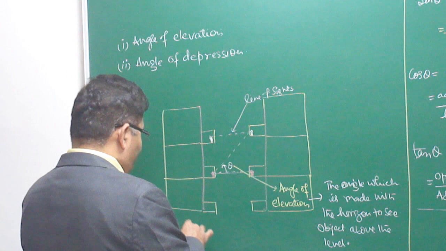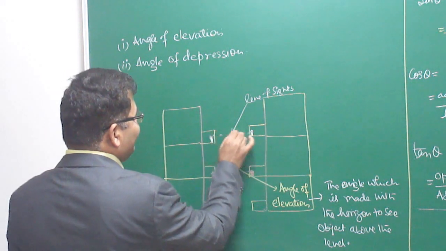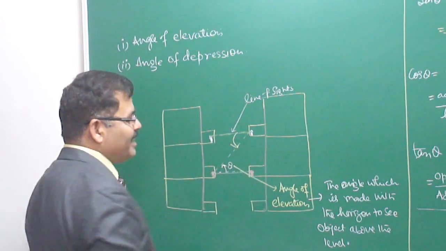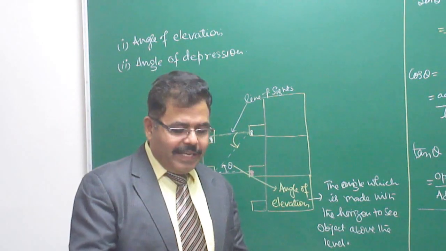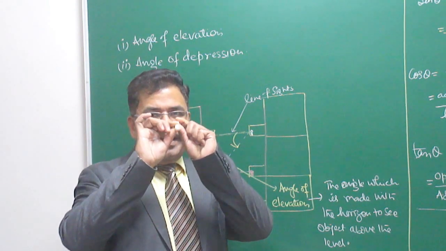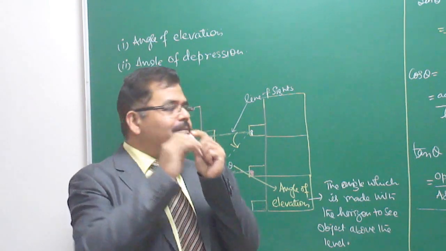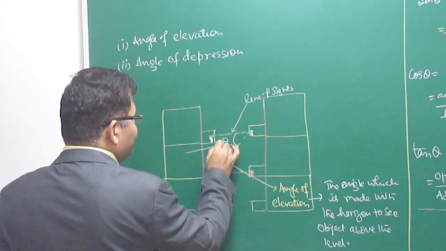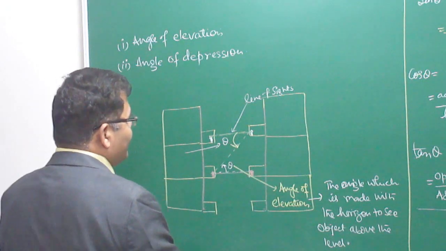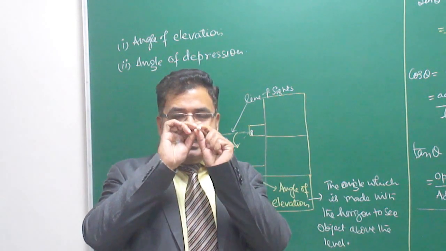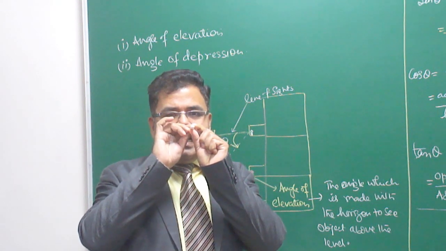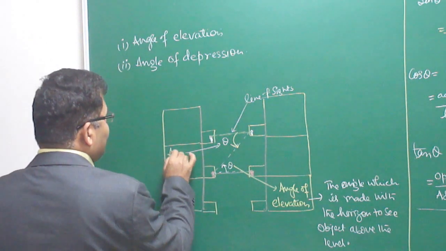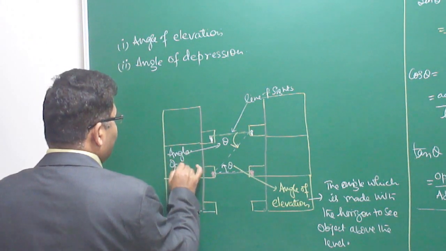Right? And the boy is also not less, he is also talking to this boy, but he is also interested to see this girl. So what to do? He has to depress his line of sight, slightly depressed, so that it will come like this, right? And some angle is being made. That angle is called angle of depression, because the line of sight is slightly depressed. So the angle is made, and that angle is called angle of depression.